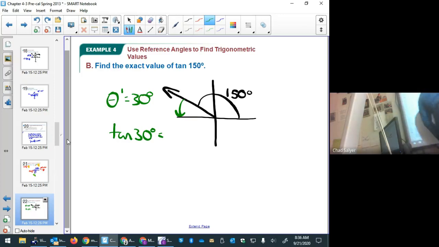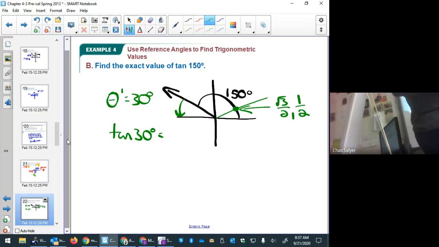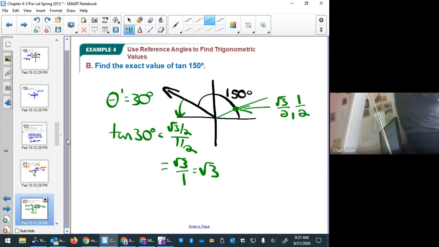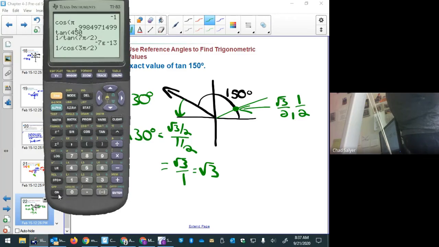So if I go to 30 degrees here, and I pick a point on the unit circle, you'll remember the x-coordinate there was radical 3 over 2, and the y-coordinate was 1/2 on the unit circle. So if I take the x divided by the y, using that point on the unit circle, I'm going to get radical 3 over 1, or just radical 3. So the tangent of 30 degrees is radical 3.